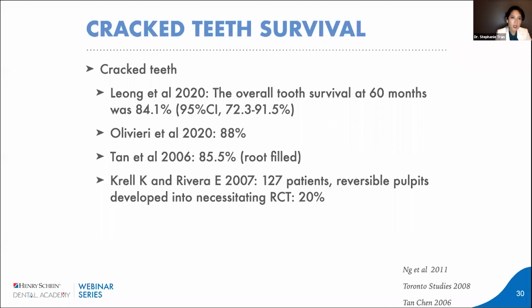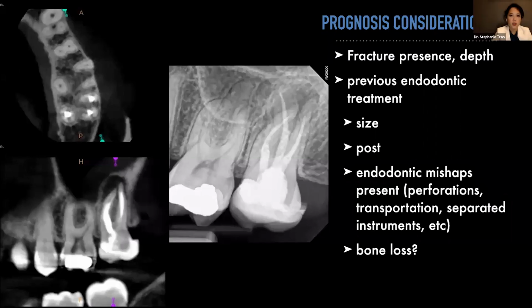For teeth that had root canal filling materials, it was 85.5, seen in a 2006 paper, or even in teeth that have a cracked tooth that had reversible pulpitis. Sometimes the teeth stay alive even after a few years. In this case, there was one paper that said it was about 20% that ended up needing root canal treatment. So having a crack doesn't necessarily mean that the tooth has to be determined to have a poor prognosis. So how do we determine when it does?